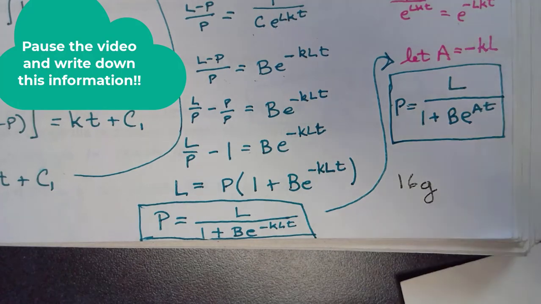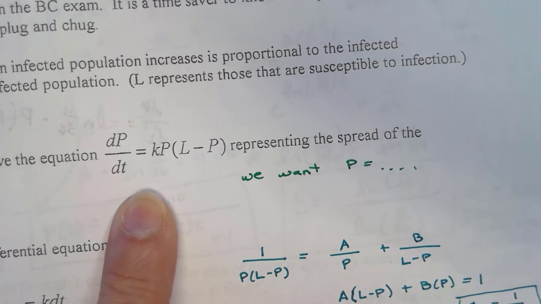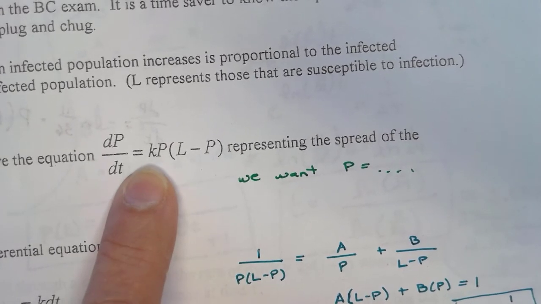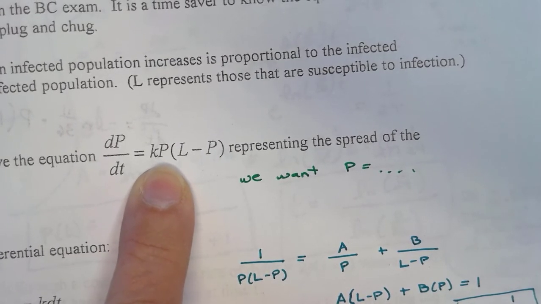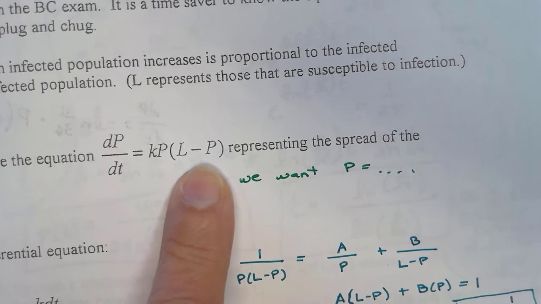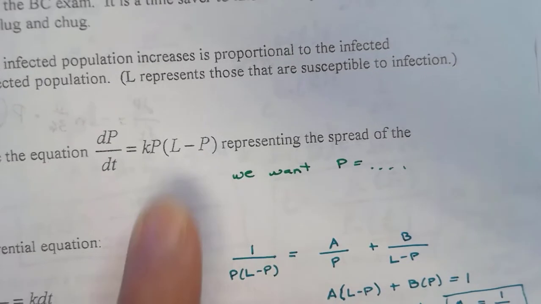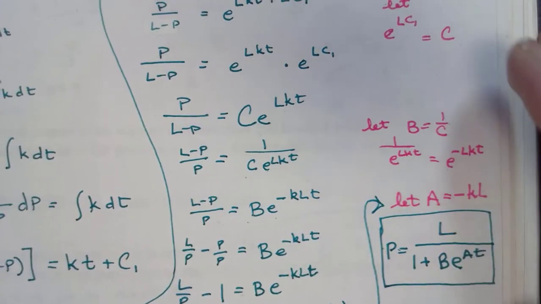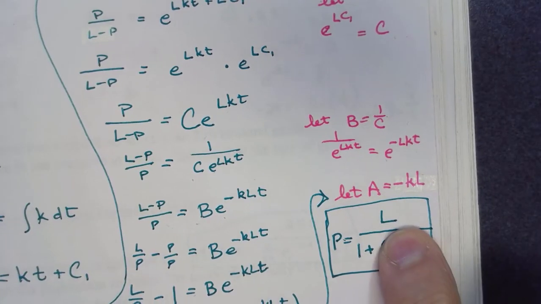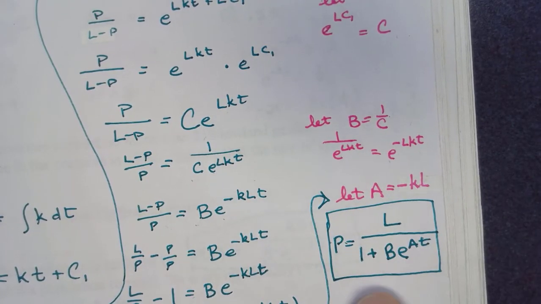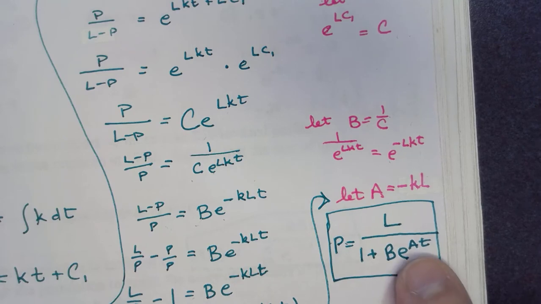But the big idea is rate of growth is proportional to population present times the population not present. And that becomes, the population is L, which is a limiting factor, over 1 plus B e to the AT.